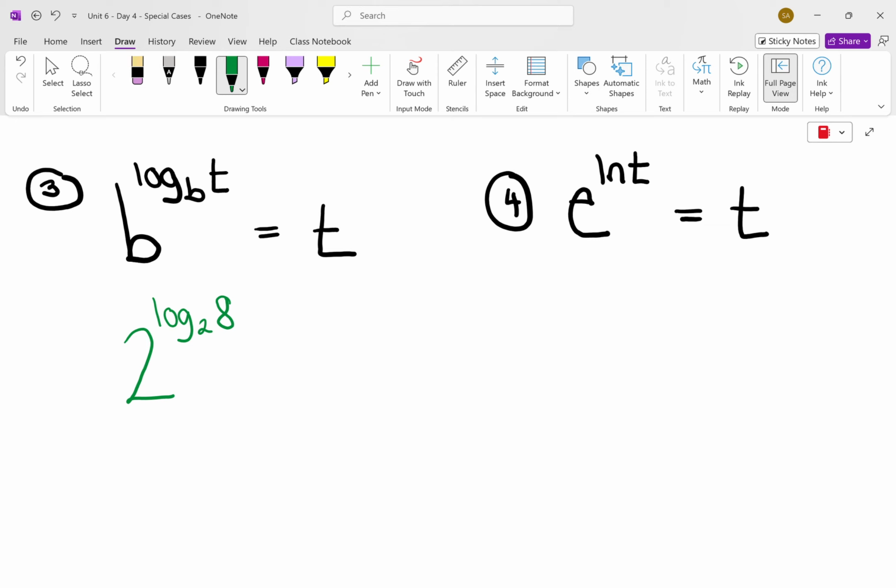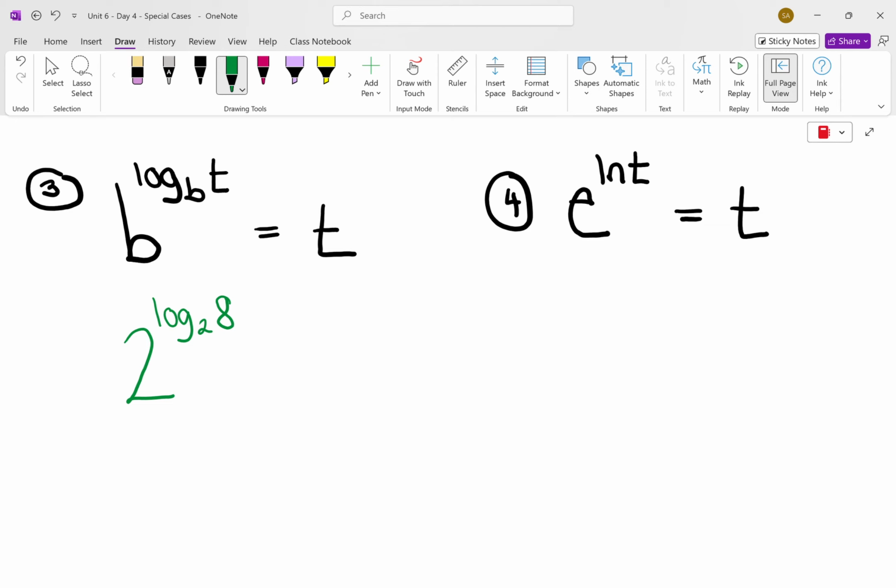So the key here was the base of my exponential is the same as the base of the log in the exponent. See how it was 2 as the base of my exponential, but 2 as the base of the log in my exponent? That's the key here. So if I were to simplify this down, it should be 8. That's what the shortcut is telling me, that if I saw this, I could just say the answer is 8.